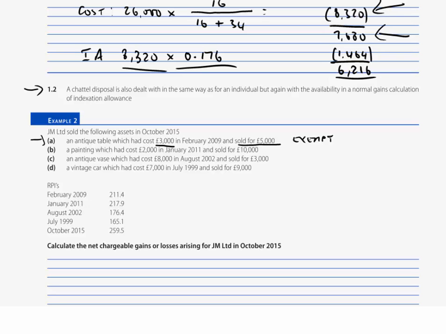Next one, a painting. Again, as with all of these non-wasting chattels. A painting which had cost £2,000, sold for 10,000. This time though, bought for less than 6, it's sold for more than 6. So we do have to do our gains calculation.